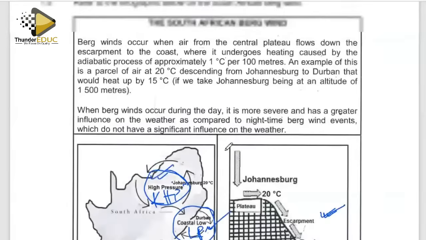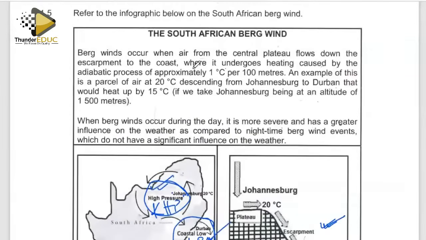Right, we move on to the next question. According to the extract, why does the temperature of the air increase as it blows from Johannesburg? We go to the extract. The extract says, where it undergoes heating caused by adiabatic process. That is how the air heats. It heats up because of the adiabatic process.